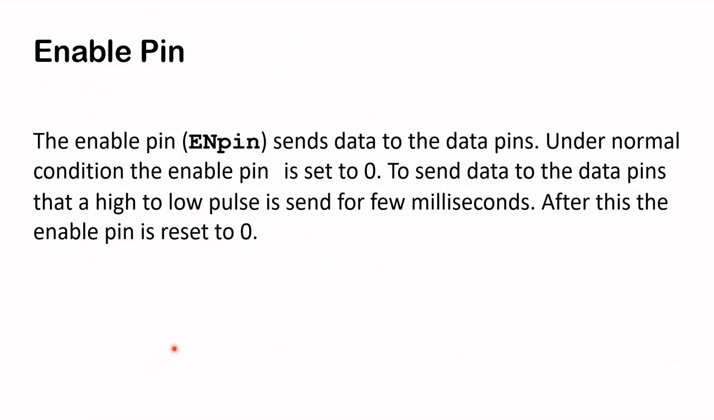Now, come to the enable pin. I keep mentioning this enable, and I keep saying that I will explain it. So the enable pin, or the ENP, sends data to the data pins. So you need this. Under normal condition, the enable pin is set to 0. To send data to the data pins, a high to low pulse is sent for a few milliseconds. After this, the enable pin is then reset to 0.